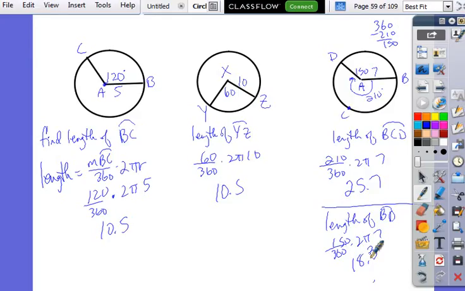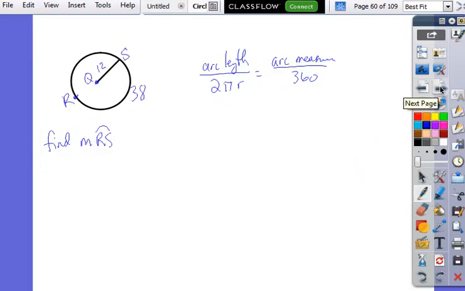Then we went to, this one says find the measure. So if it says find measure, I'm going to use the proportion. Where does the arc length part, this first part, always come from? Outside. The outside number. So in this case, it's 38. 2 pi r, radius always comes from the inside. So 2 pi 12. The arc measure, that's what I'm looking for with that m right there. So measure of RS over 360.